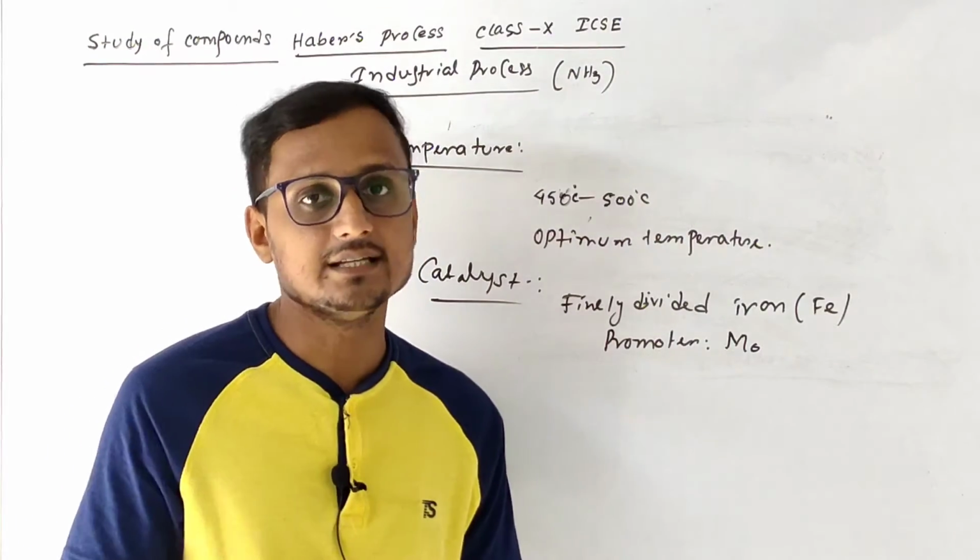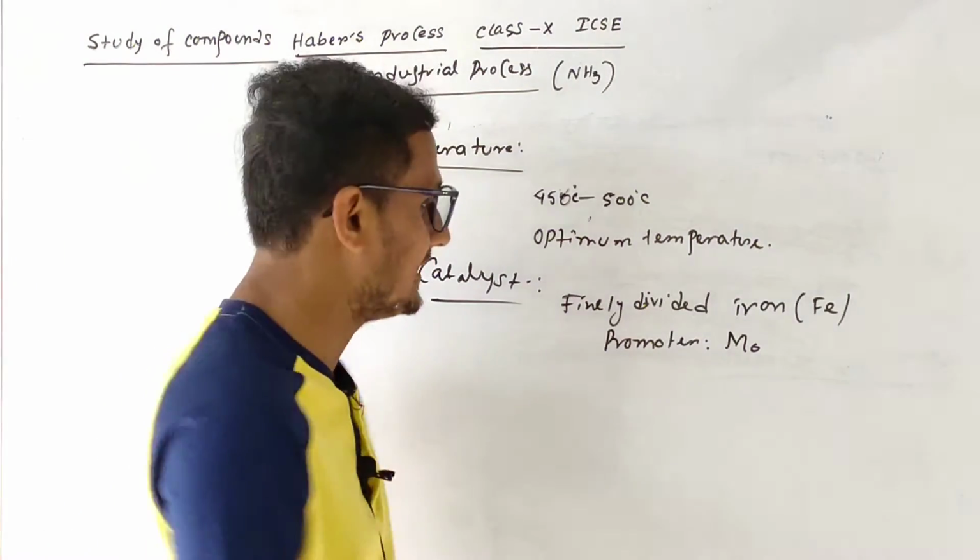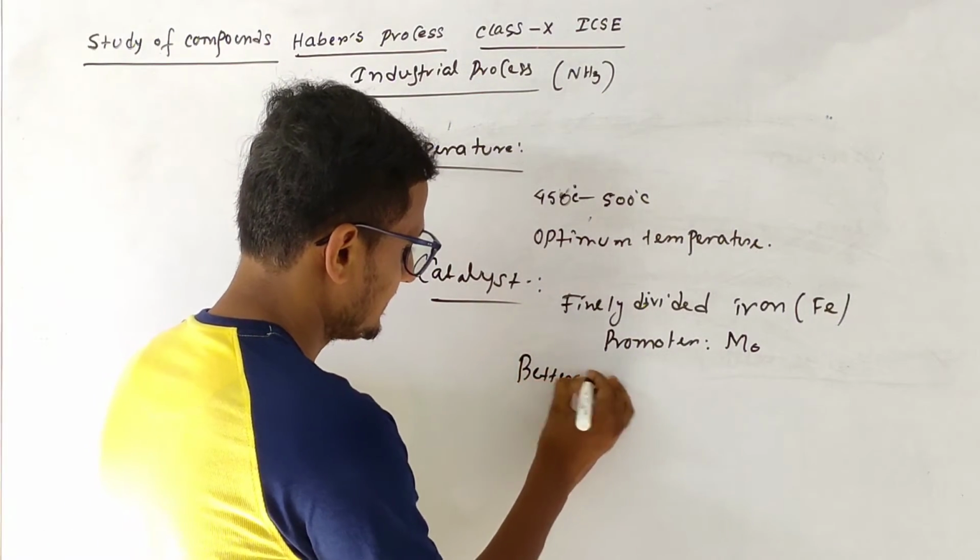Now, a better catalyst we can use instead of this Fe, that is ferric oxide.